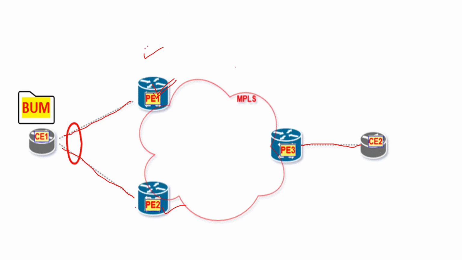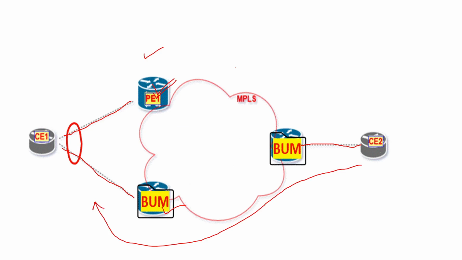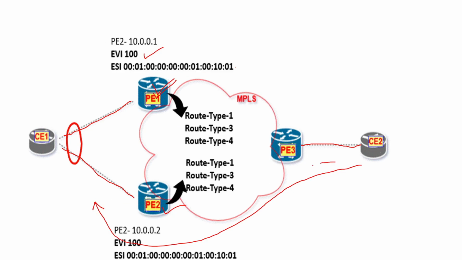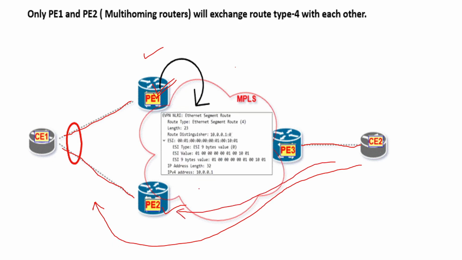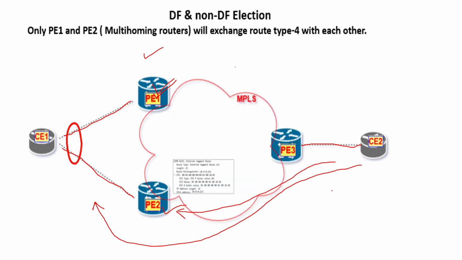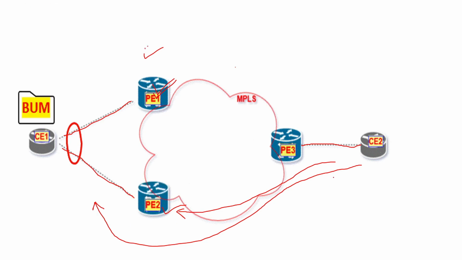But keep in mind that this is only for BUM traffic. Suppose we receive any unicast traffic from PE1, he is okay to forward. But if we receive any BUM traffic from PE3 as well, PE2 is going to block that one. So remember that type 4 is only for BUM traffic, not for unicast.